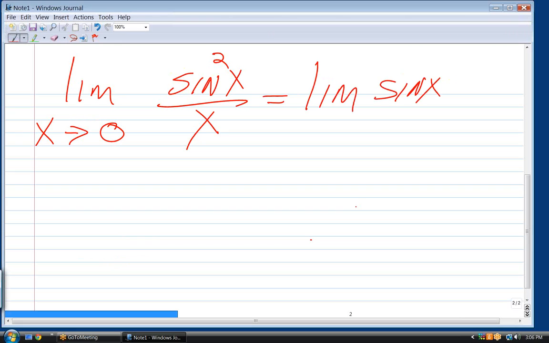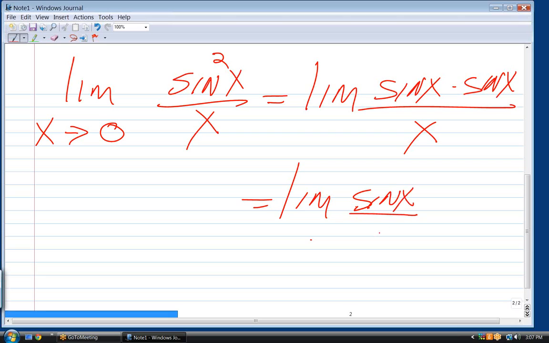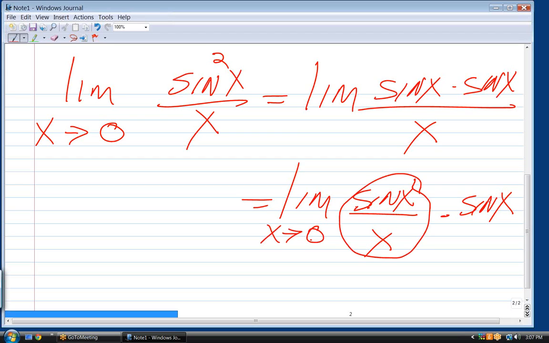All right, so as long as we know that's 1, we can factor the top into sine x times sine x over x. And that's the same as the limit of sine x over x times sine x, right? As x goes to 0, this limit goes to 1, but what does this one go to? It goes to 0. The sine of 0 is 0.